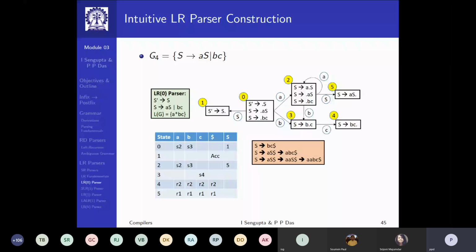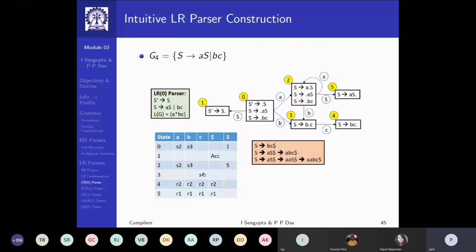Let us come to state 3. In state 3, I can have only one transition, which is a shift, because I'm expecting a C and I can only move if there's a C. If I take that move, then I go to S produces BC dot. The dot moves to the end. So on state 3, on C, I have a transition to state 4, S4.